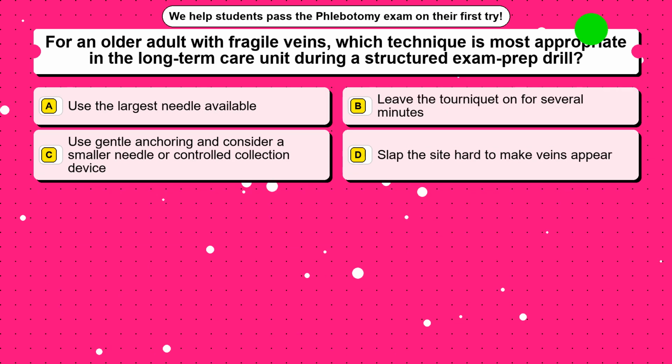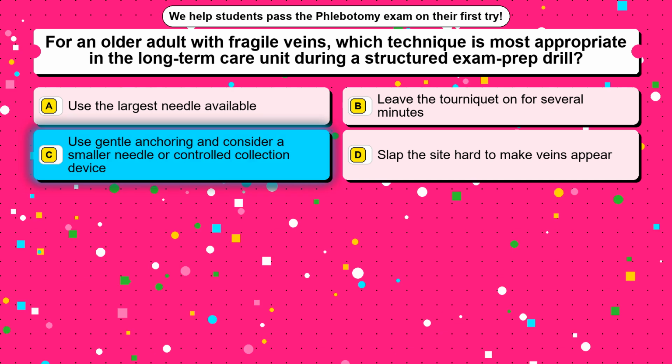Question 71. For an older adult with fragile veins, which technique is most appropriate in the long-term care unit during a structured exam prep drill? Option A. Use the largest needle available. Option B. Leave the tourniquet on for several minutes. Option C. Use gentle anchoring and consider a smaller needle or controlled collection device. Option D. Slap the site hard to make veins appear.